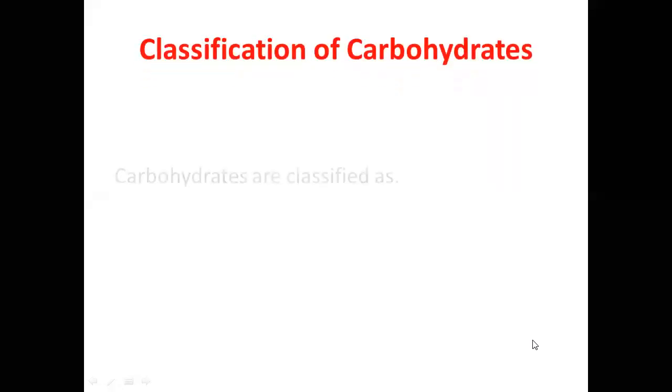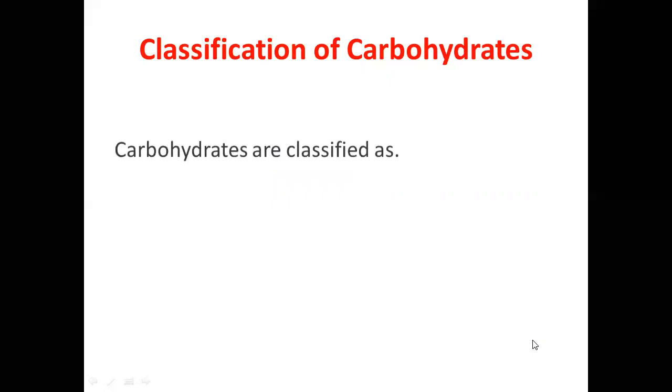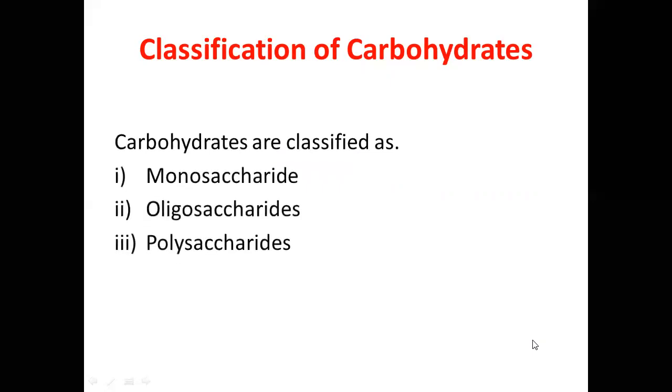Classification of carbohydrates. Carbohydrates are classified as monosaccharides, oligosaccharides and polysaccharides. Monosaccharides are the monomers or simple sugar units, composed of only one sugar unit. Oligosaccharides are composed of 2 to 10 sugar units, and polysaccharides are composed of more than 10 sugar units.